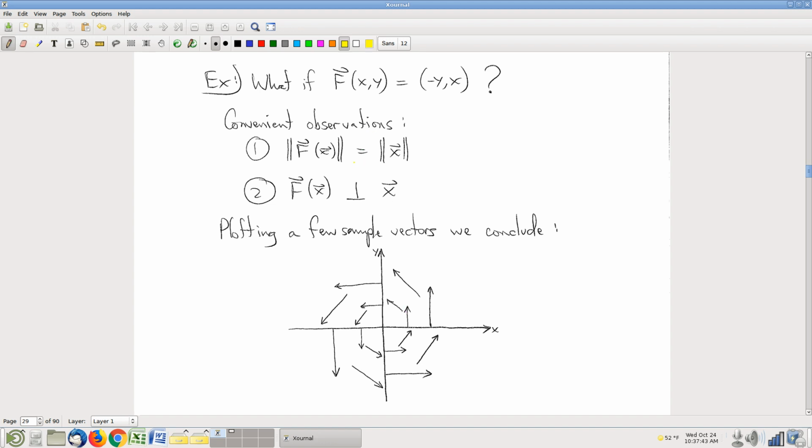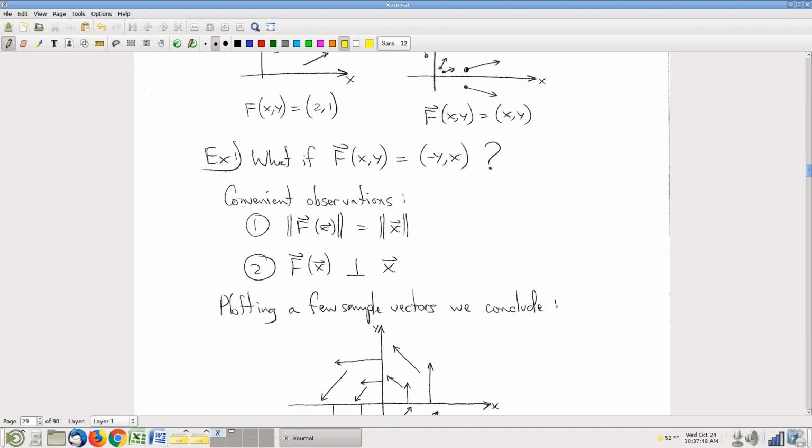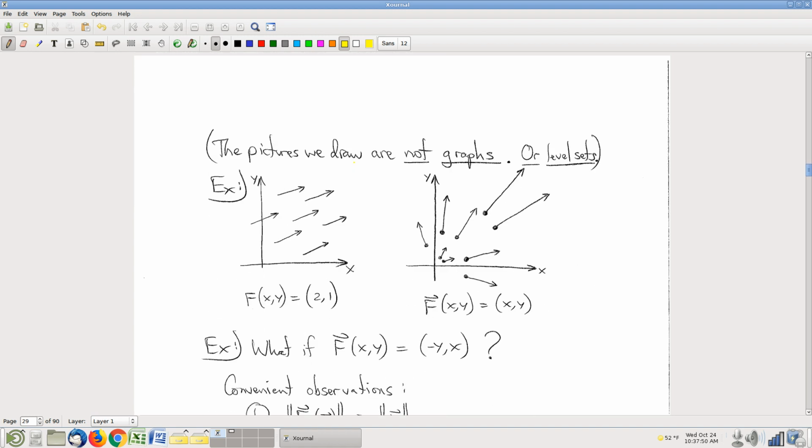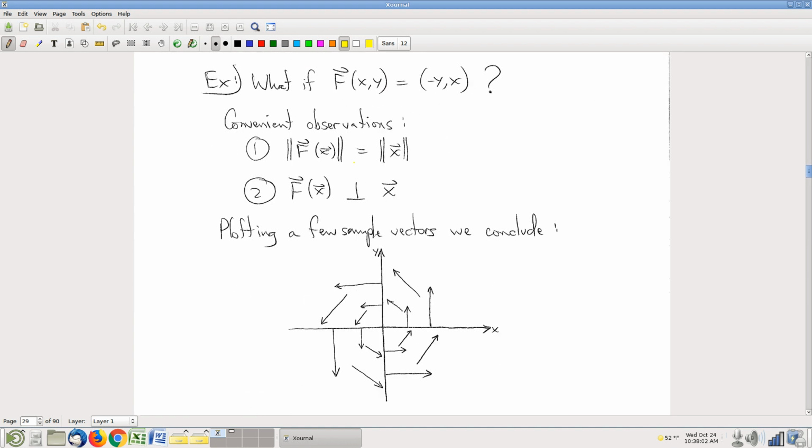Okay. Now, how do you, in general, draw pictures of vector fields? It's different with every one. There's no single magic formula. But roughly the idea is, look for geometric good fortune, such as in this case, and then draw a few sample vectors, and you can sort of start to get the idea.